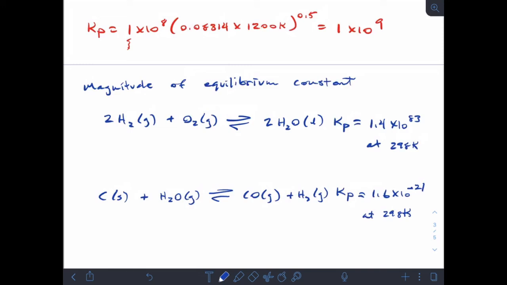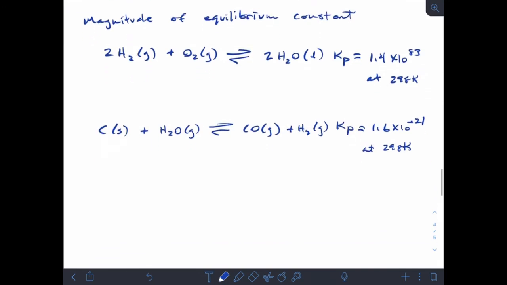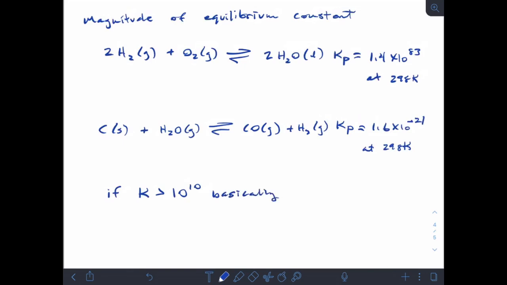Okay, so much, much different. Big difference between those two numbers, right? 1.4 times 10 to the 83, almost impossibly large value. And then 1.6 times 10 to the minus 21 is a very, very small value. So what do those numbers tell us? So basically, if K is large, so if we say K is greater than 10 to the 10, basically only the forward reaction's happening.